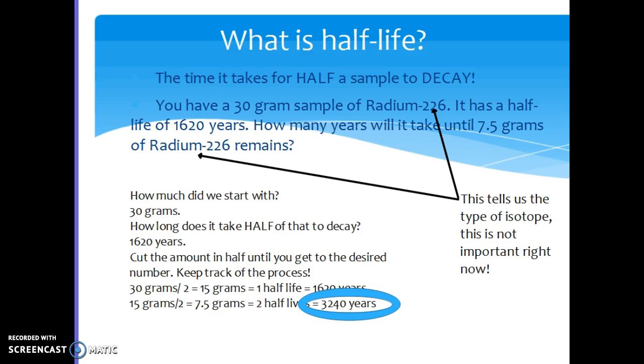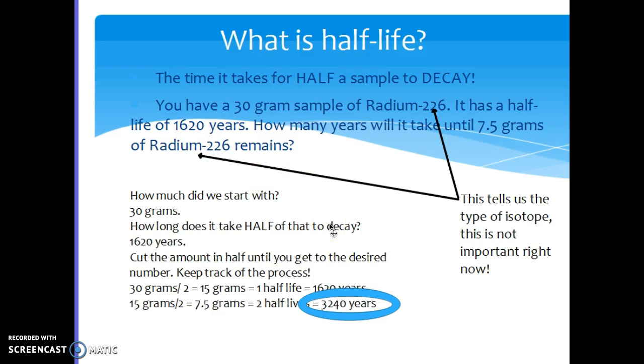You have a 30-gram sample of radium-226. It has a half-life of 1,620 years. How many years will it take until 7.5 grams of radium-226 remain? Well, the first thing I want y'all to remember is if it's given to you like this, that means it is an isotope. Right now, this number 226 is irrelevant, so don't worry about that. The numbers we are interested in are the 30, the 7.5, and the 1,620.